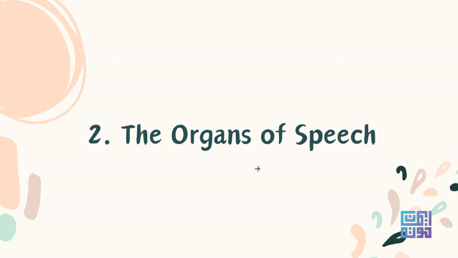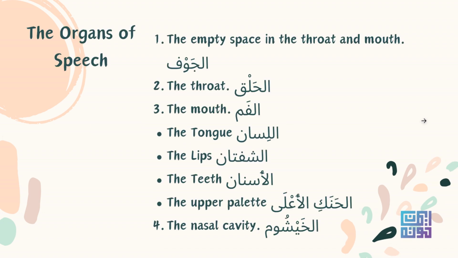But there are 29 letters. So are they all pronounced from the lips? Of course not. So there are different organs that we use to pronounce different letters. So let us have a look and come to know these parts in the mouth that we use to pronounce the letters in the Arabic alphabet.